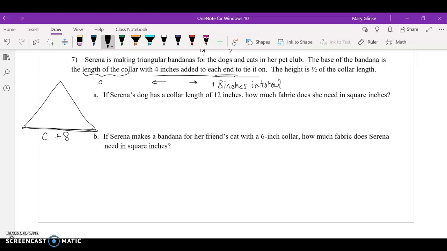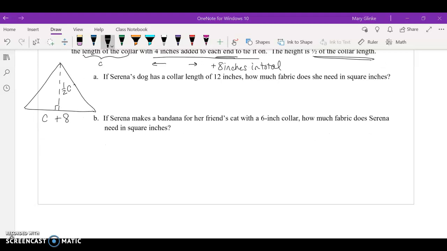Now this other one, the height, is going to be half of the collar length. So if I draw in my height here, it should be 1/2 of whatever the length of the collar is. So if we take a look at A, this diagram should help us solve this. If Serena's dog has a collar length of 12 inches, how much fabric does she need in square inches? If it's asking us how much fabric she needs, we are looking for the area of this.